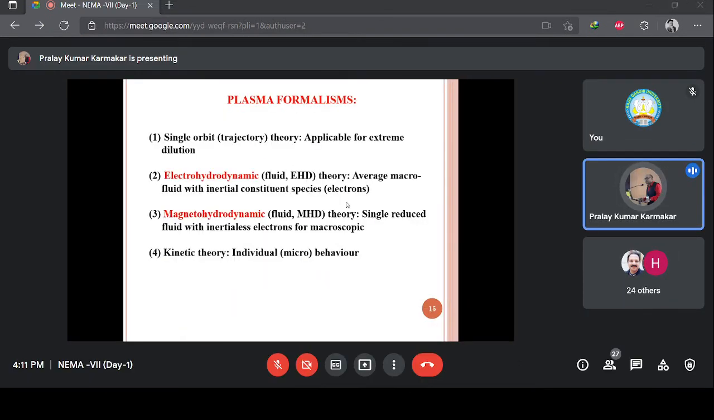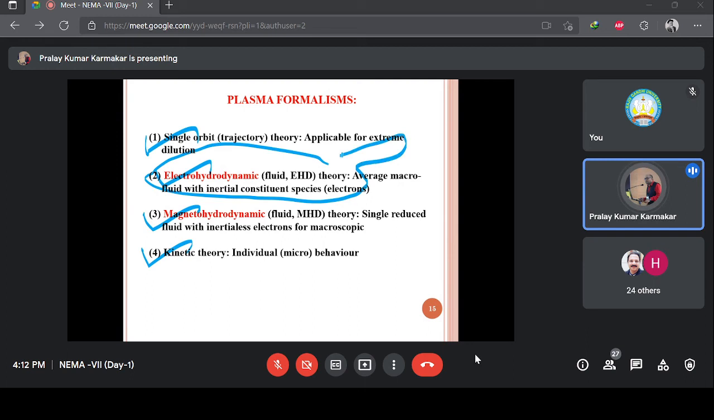Plasma formalisms, as we know, there are various. Out of that, four are more important. One is your single particle orbit theory or single particle theory, which is done only in the case of very, very rarefied plasma. One is your electrodynamic, another is your magnetohydrodynamic, and finally one is your kinetic theory. Out of that, what are we going to apply? We are going to apply this theory, but modeled with quantum mechanical corrections. So this quantum mechanically modified formalism is going to be applied.